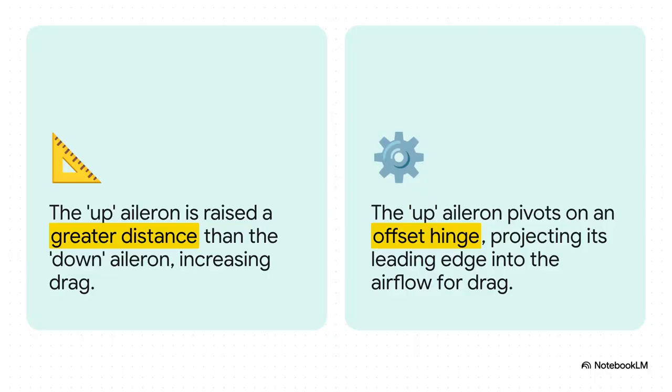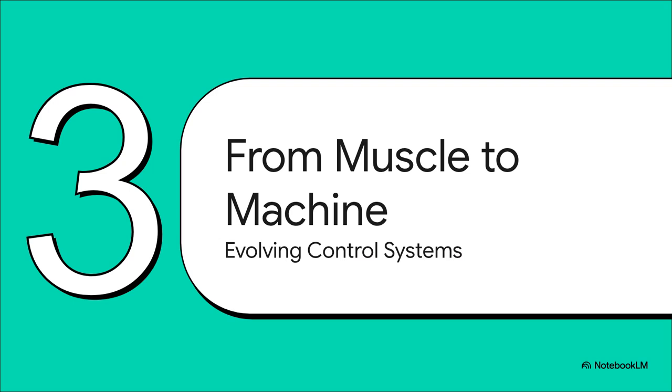And engineers being engineers came up with some brilliant fixes. This slide shows 2 of the best. With differential ailerons, the one going up moves a lot more than the one going down. This creates some extra drag on the upside to even things out. But Frise-type ailerons are even cooler, I think. They're hinged in a special way so that when the aileron goes up, its leading edge actually sticks down into the airflow, creating its own little pocket of drag. It's just elegant engineering.